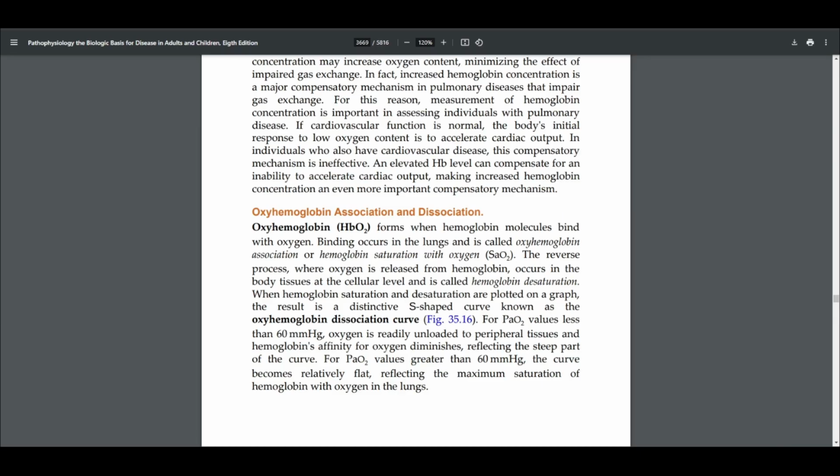If cardiovascular function is normal, the body's initial response to low oxygen content is to increase cardiac output. In individuals who have cardiovascular disease, this compensatory mechanism is ineffective. An elevated hemoglobin level can compensate for an inability to increase cardiac output, making increased hemoglobin concentration an even more important compensatory mechanism.